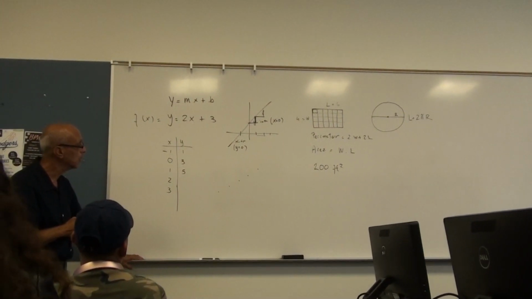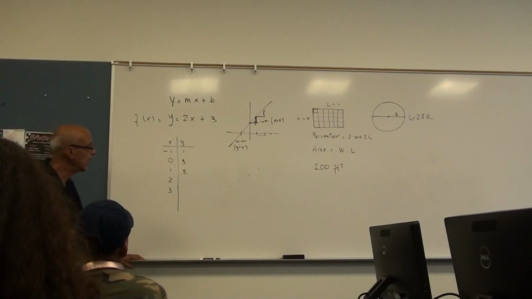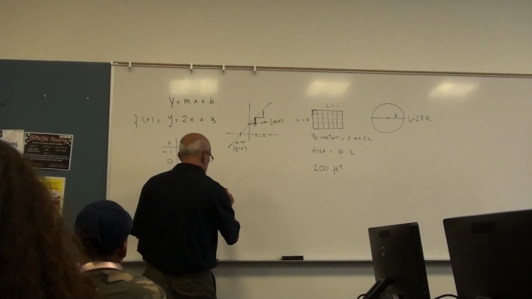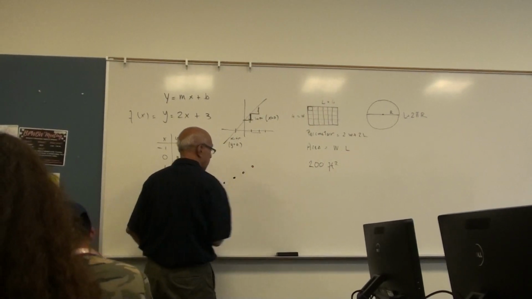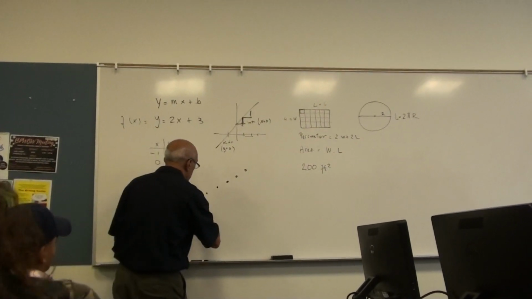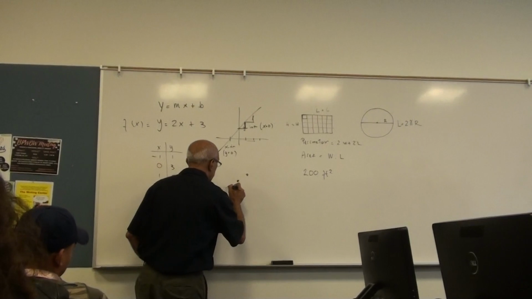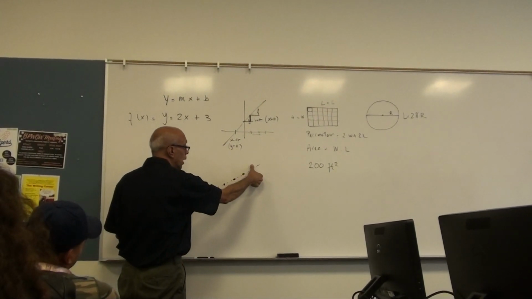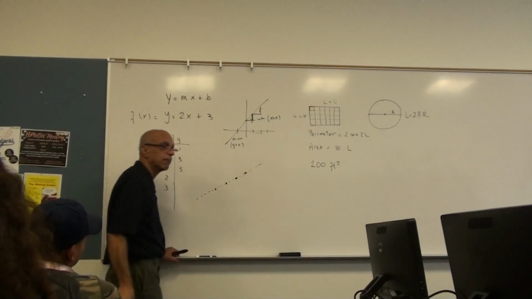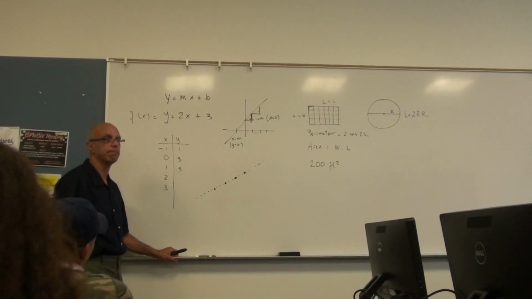Is this good to define a line? Yeah, look, 1, 2, 3, 4, 5. We can draw the line here, right? But if I take 1 point out, is that going to make any change on the line?